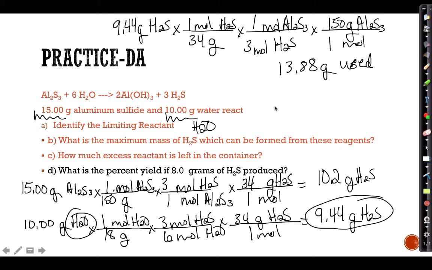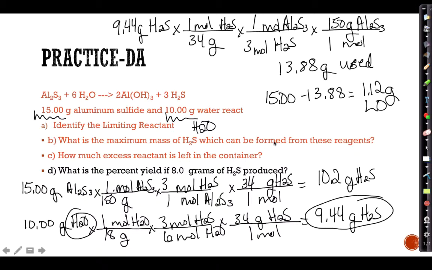So it's asking for how much is left over. Well, I started with 15 grams. I only used 13.88. So what I have left over is the difference, which should be 1.12 grams left over.